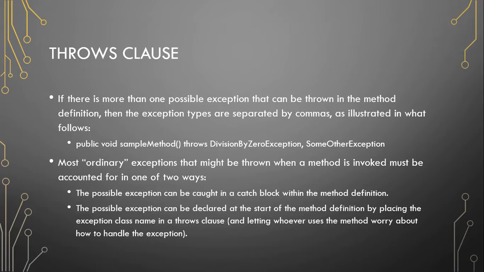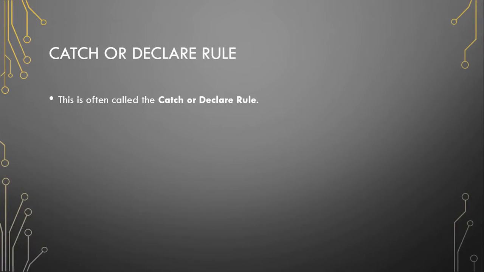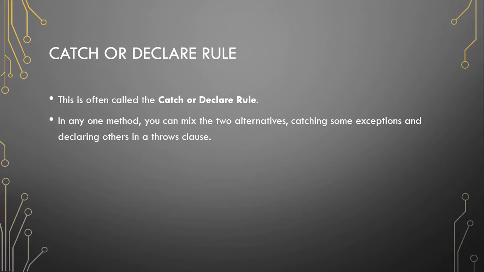Now, most ordinary exceptions that might be thrown when a method is invoked must be accounted for in one of two ways. Either the possible exception can be caught in a catch block within the method definition, or the possible exception can be declared at the start of the method definition by placing the exception class name in a throws clause and letting whoever uses the method worry about how to handle it. This is often known as the catch or declare rule. In any one method, you can mix the two alternatives, catching some exceptions and declaring others within the throws clause.